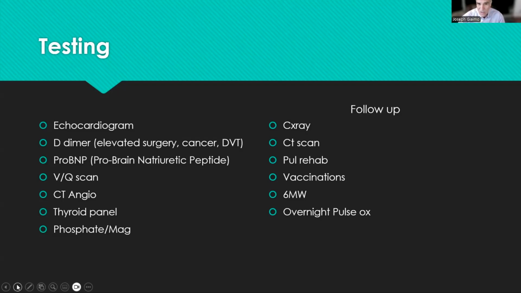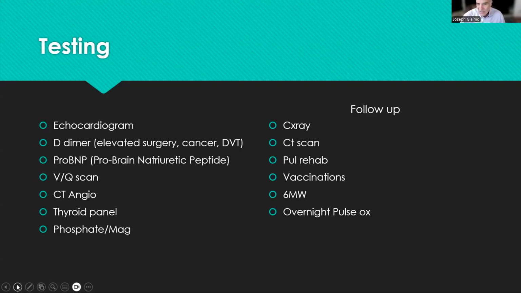That could be another cause for the dyspnea. The elevated D-dimers, as I said before, surgery, cancer, and DVTs can all cause that. And then we look at the pro-BNP, the ventilation perfusion scan, with the caveat that it does have some limitations, the CT angiogram, and a thyroid panel.